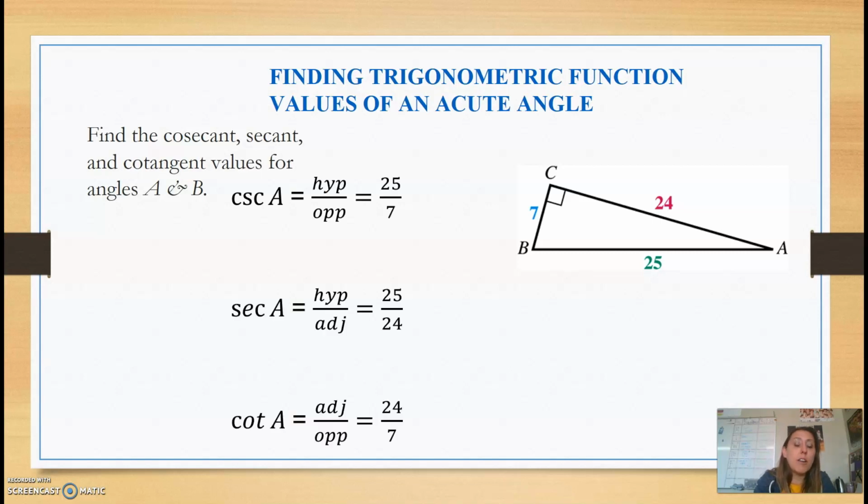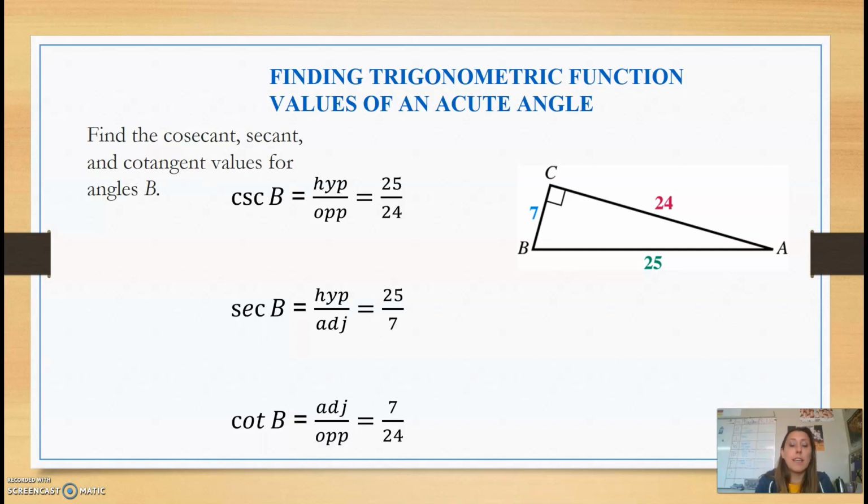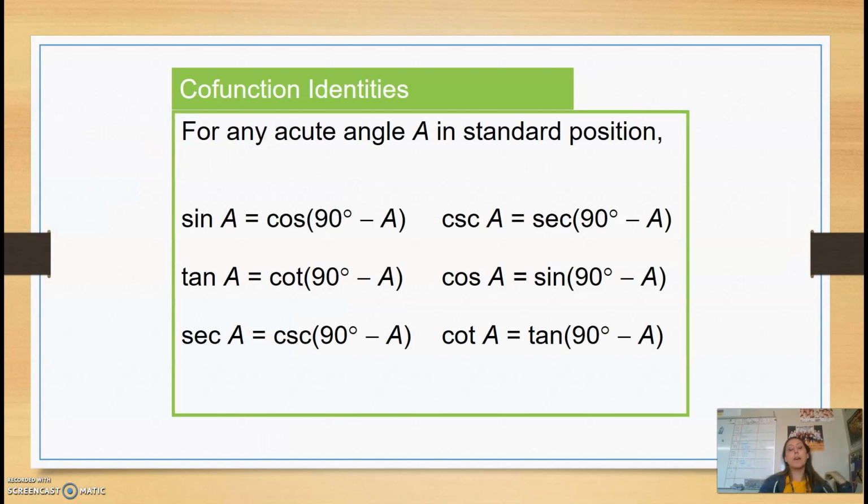So these are the values for the cosecant of A, which would be the hypotenuse over opposite, the secant of A, and the cotangent of A. Now I'd like you to do that for all the values of B. And that's what these would be. We're going to use that idea and expand on that. But first we are going to talk about cofunctions.